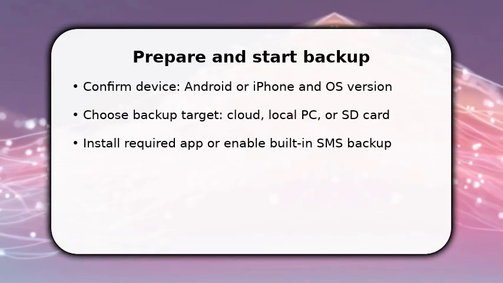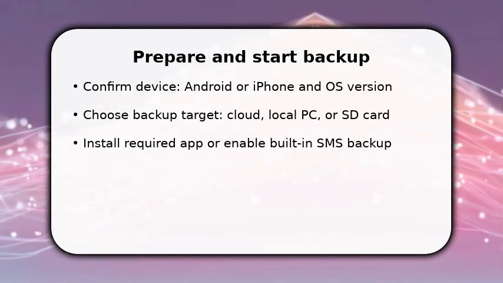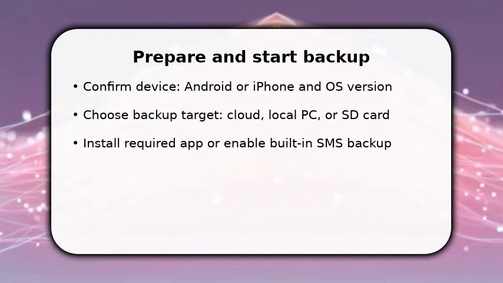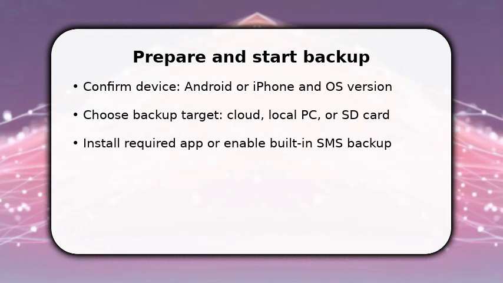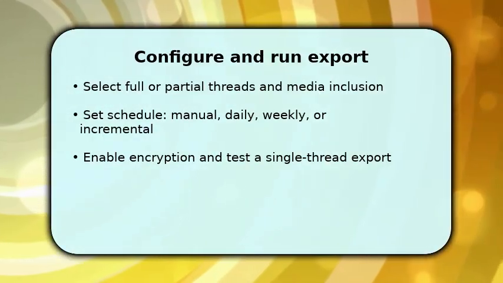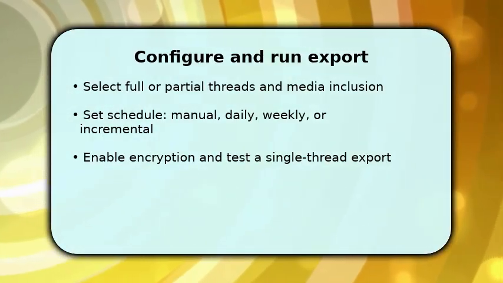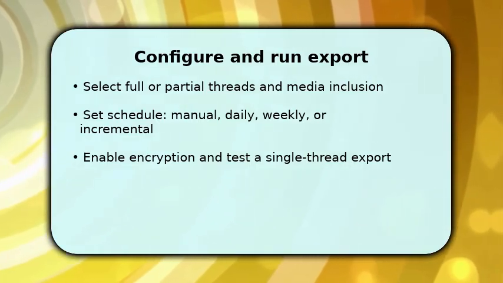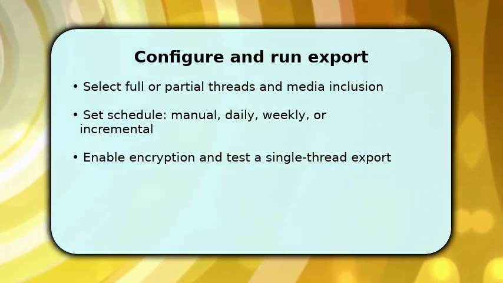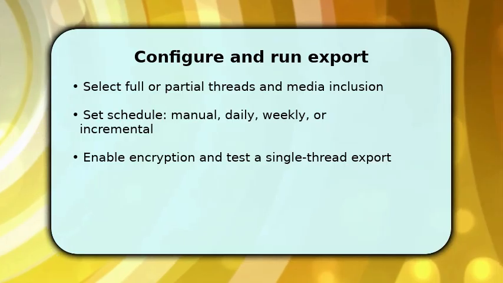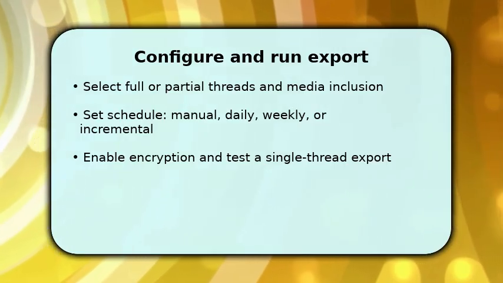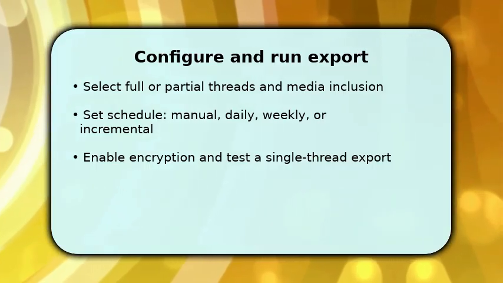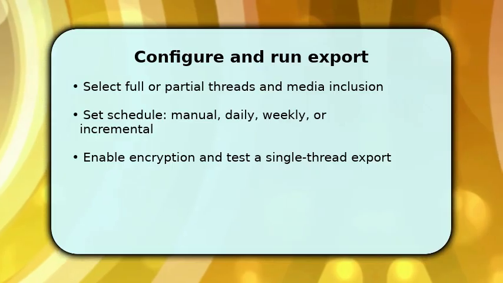Begin the first export immediately to create a baseline. While it runs, note file format and encryption options so future restores are straightforward. Now configure the export details, choose full archive or selected conversations, and whether to include MMS and attachments. Once configured, set an automated schedule for incremental backups to avoid large transfers later. Make sure to enable encryption and set a strong password to protect content in transit and at rest.